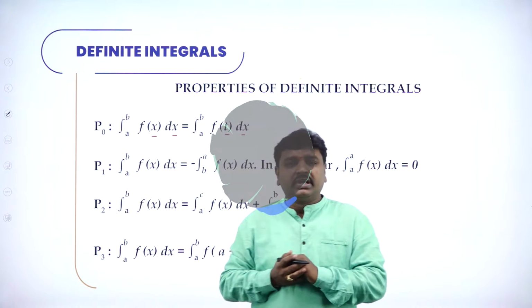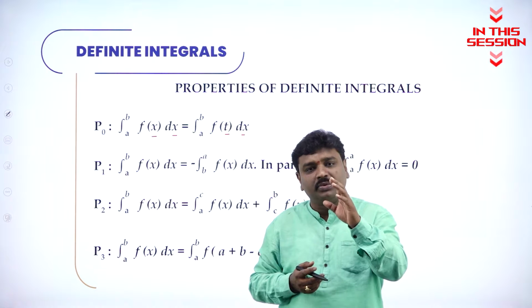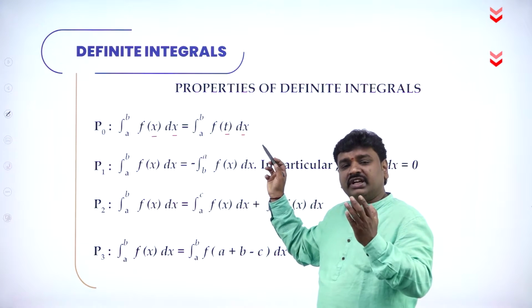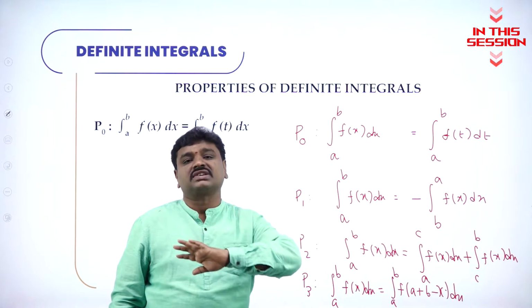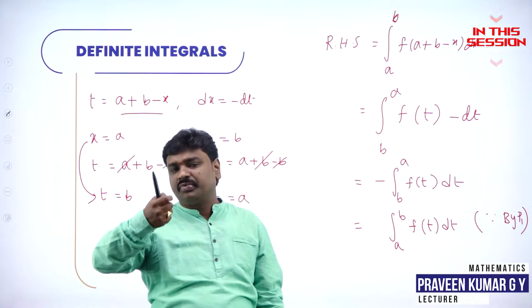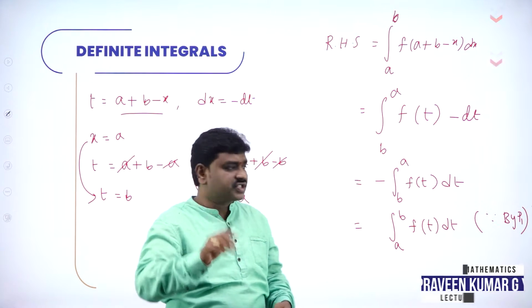What is P0? Integration of a to b f of x dx can be written as integration of a to b f of t dt, or integration of a to b f of theta d theta. Instead of x, you can put upper limit plus lower limit minus x. Integration of a to b f of x dx can be written as minus integration of b to a f of x dx. Simply, P1 means when you interchange the limits, the sign changes.